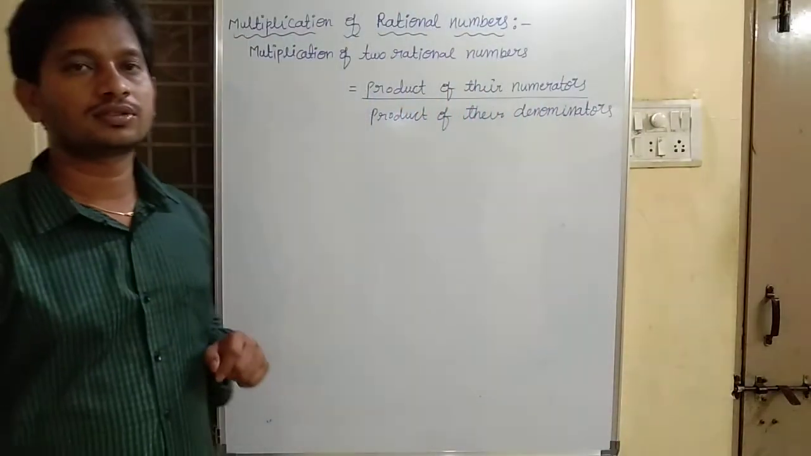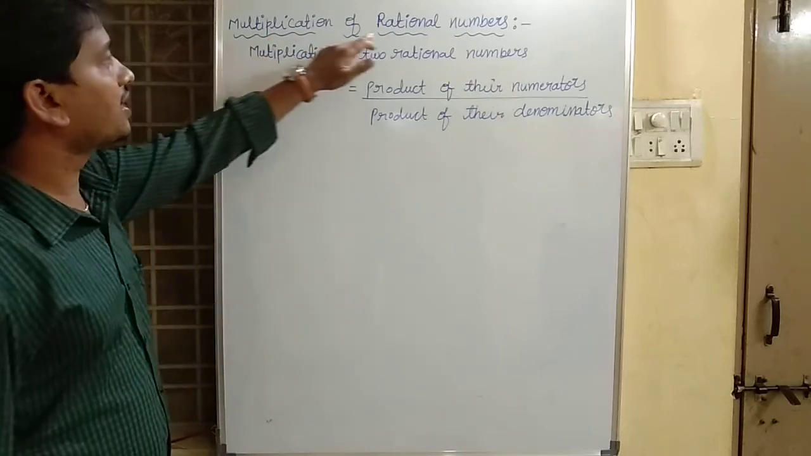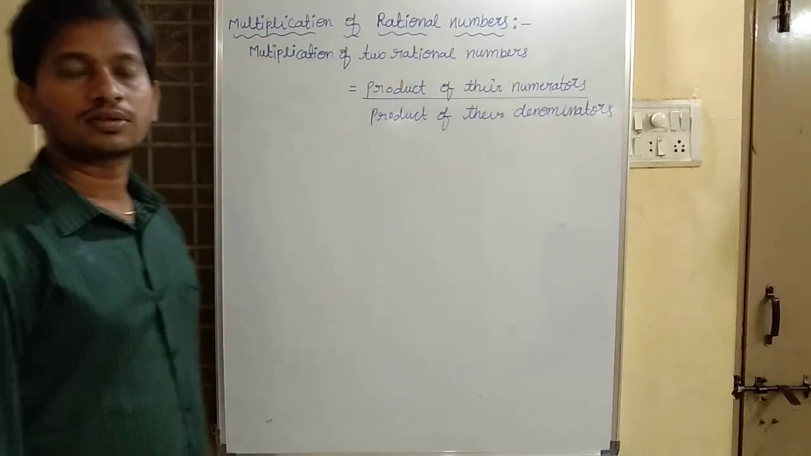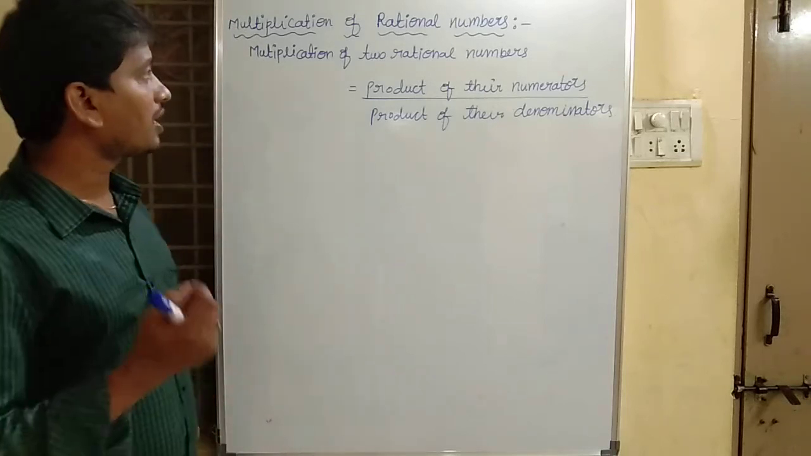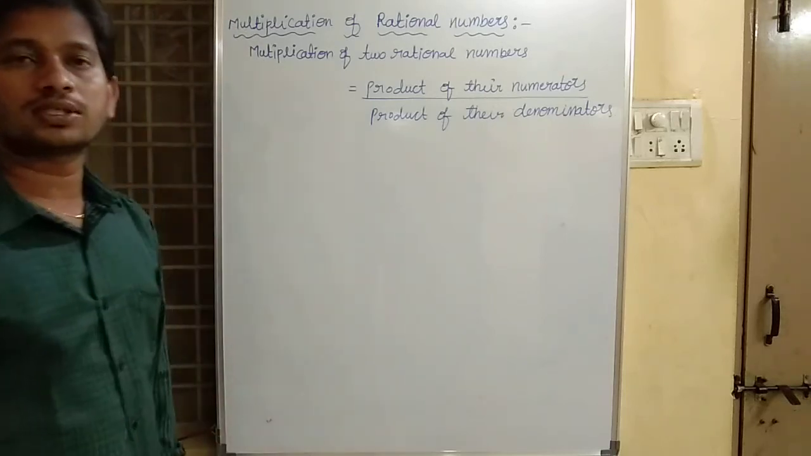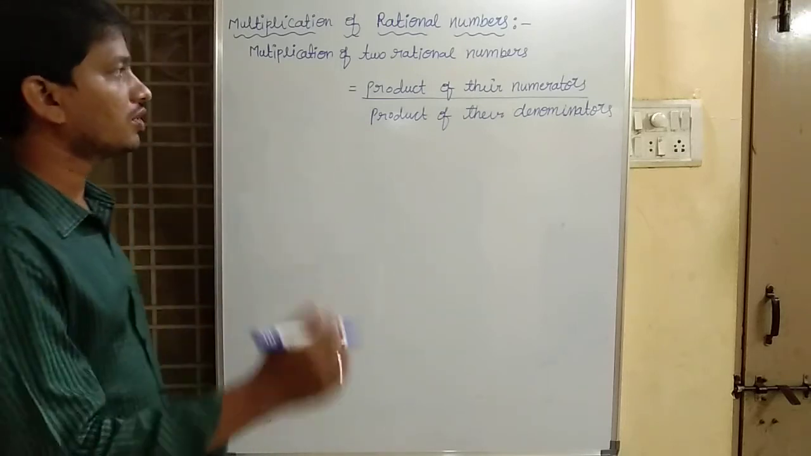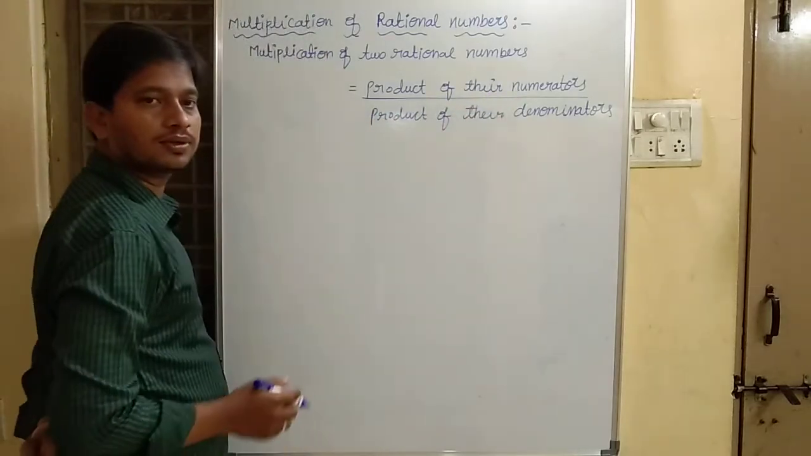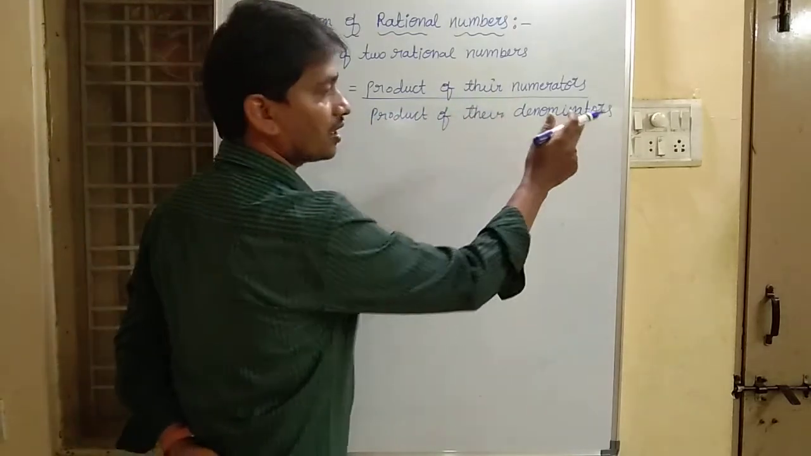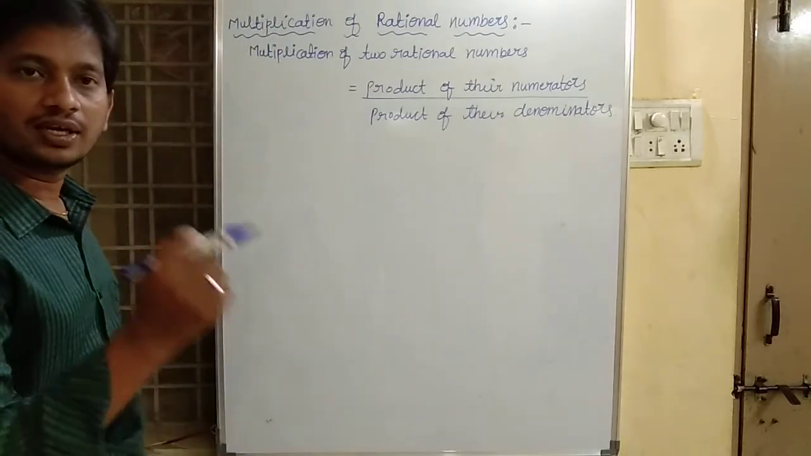Hi everyone, and today's session is about multiplication of rational numbers. So, what is multiplication of two rational numbers? Multiplication of two rational numbers is equal to the product of their numerators by the product of their denominators.